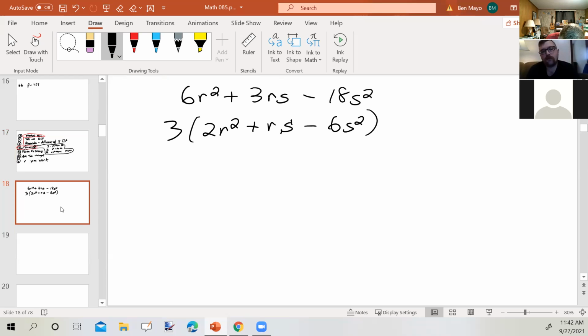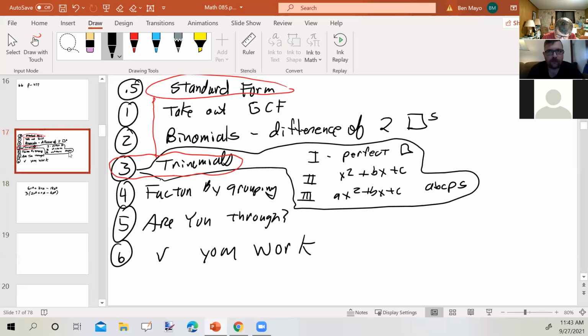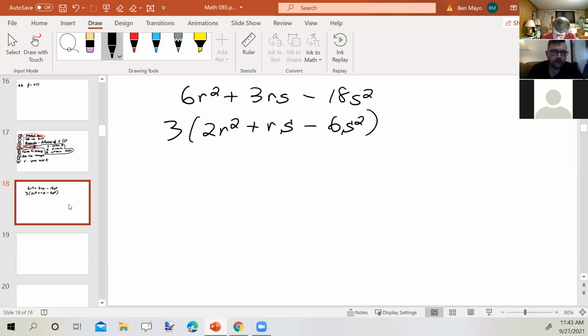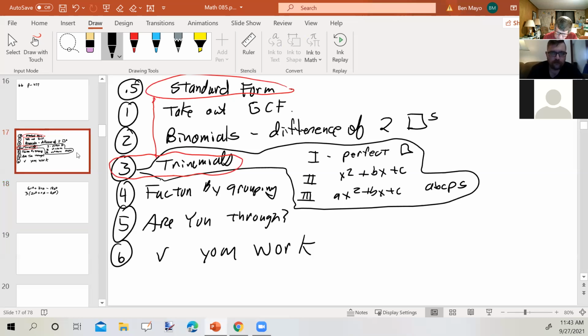Okay. So now, what's inside is a trinomial. So going down our list, it was in standard form. We took out the greatest common factor. It's not a binomial, it's a trinomial. So we're going to look, is it a perfect square? Well, it's not a perfect square, is it? 2r squared, the 2 isn't a square. And then 6s squared, the 6 isn't, and there's a minus sign instead of a plus sign. So it's not a perfect square trinomial.